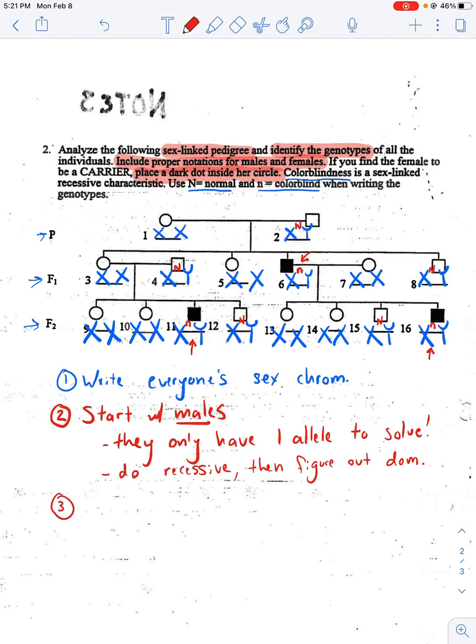So number 3, then move on to the females. In this particular pedigree, we don't have any recessive individuals. So I have recessive individuals next because if we had any shaded in females, they would also be pretty easy to solve because they would be X little n, X little n. We don't have any females that are colorblind in this pedigree. So we then need to move on to the dominant individuals.